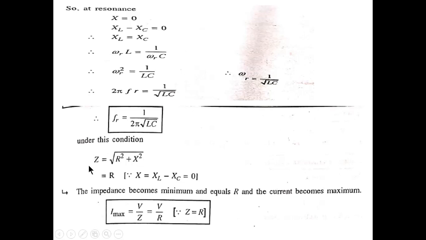So impedance becomes Z equal to under root R square plus X square, where X is equal to 0. So impedance becomes equal to R. This is the minimum value of impedance. So during resonance condition, impedance becomes minimum, whereas current becomes maximum according to the equation I is equal to V by Z. So I max is equal to V by Z is equal to V by R.